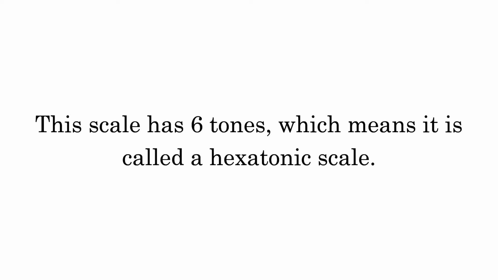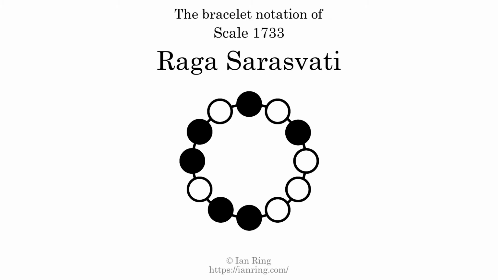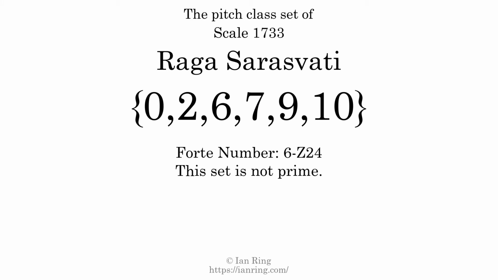This scale has 6 tones, which means it is called a hexatonic scale. This is a bracelet notation diagram of scale 1733. The shaded circles represent tones that appear in the scale, and they are read clockwise, starting at the top. The pitch class set for this scale is 0, 2, 6, 7, 9, 10.